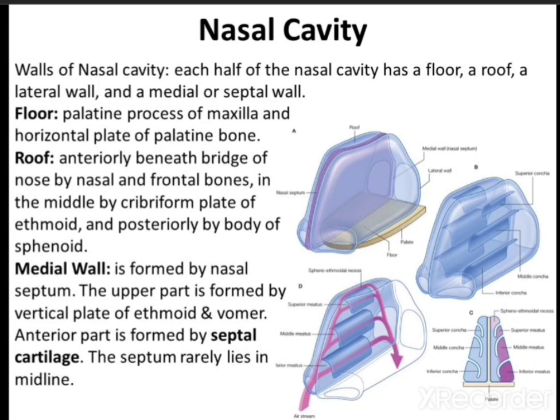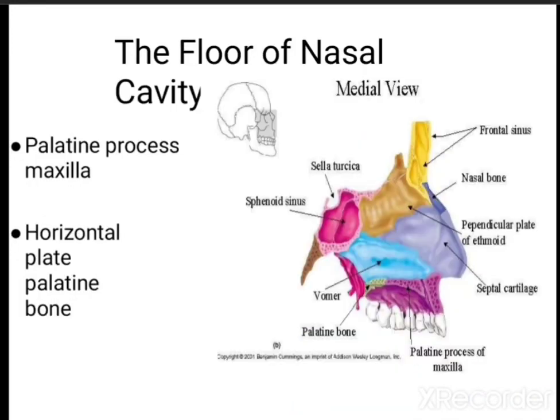In this image, this cuboidal shaped structure is the nasal cavity, and this is the floor. And here is the roof. Then it is the lateral wall, and towards the midline we have the medial wall. So this is the floor. In the floor we can see the palatine process of the maxilla, which is in purple color, and the horizontal plate of the palatine bone on the posterior side. So these are forming the floor of the nasal cavity.